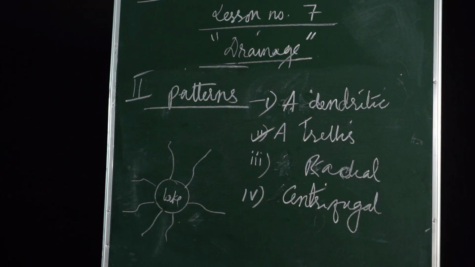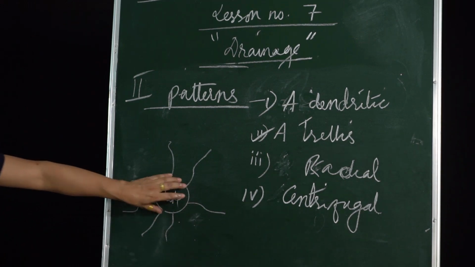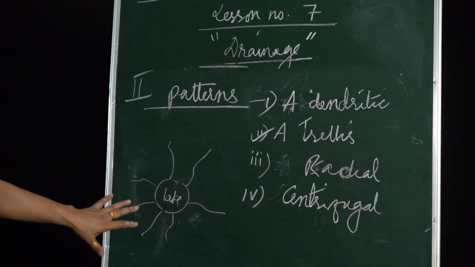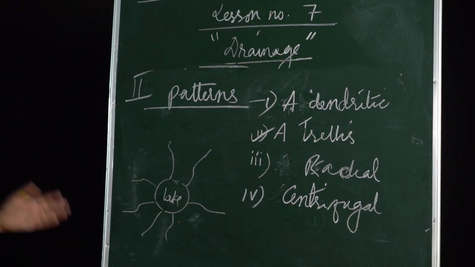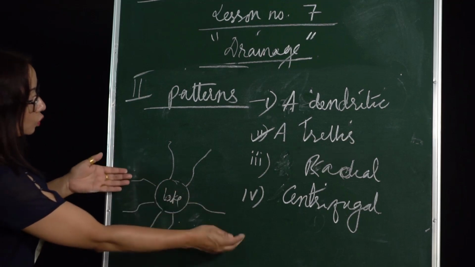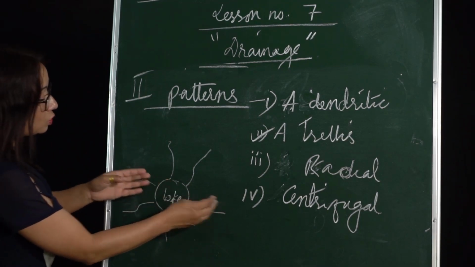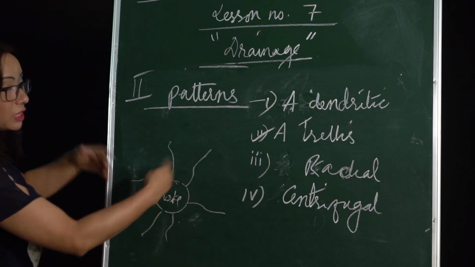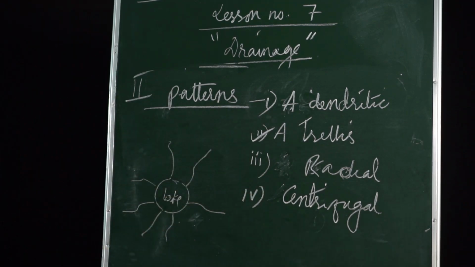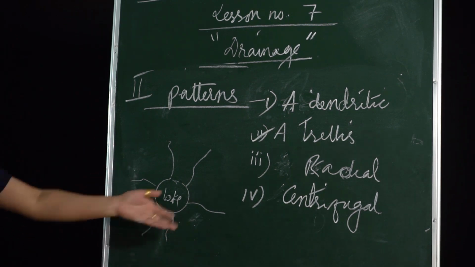So, a radial pattern has streams flowing in different directions from a central peak. This is a central peak or a dome like structure. The river flows outward, from inward it is flowing outward. Water is here, and this water moves to different areas. From the center it goes out, from in to out, and so this river flows outward forming a pattern like the spokes of a car wheel.